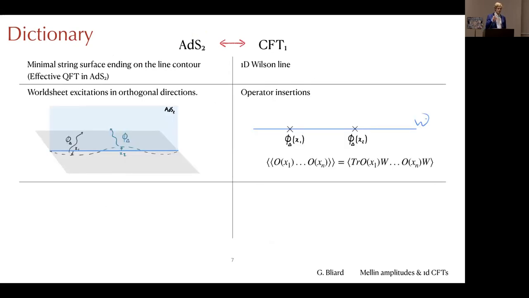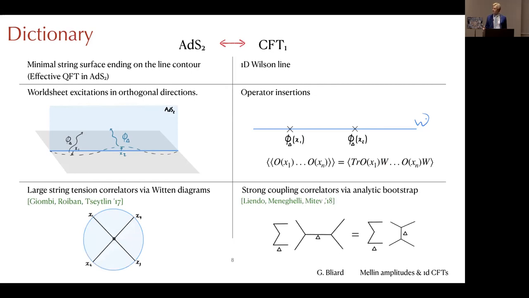The elements of this quantum field theory will be the world sheet excitations, which will be the deformation of the orthogonal directions at the boundary. These, as I said before, will propagate in the AdS2 space and interact and are dual to these operator insertions on the Wilson line. The correlators in this case, in the dual theory, in the one-dimensional Wilson line, are defined as such, where the operators are connected by this Wilson line operator.